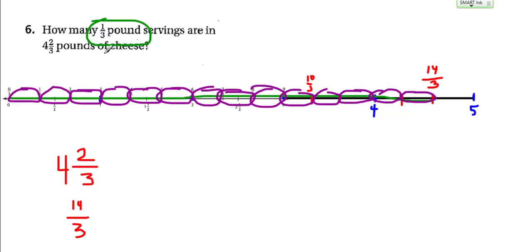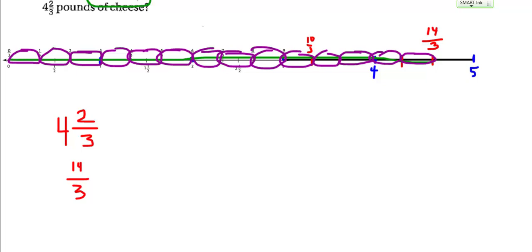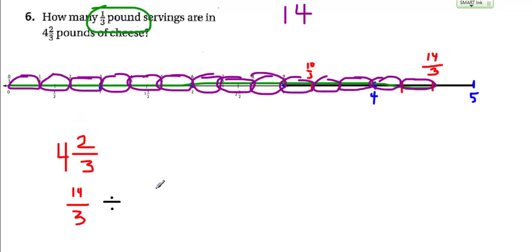Now let's count how many chunks that we have that are 1/3 pounds. So each purple circle represents 1. 1, 2, 3, 4, 5, 6, 7, 8, 9, 10, 11, 12, 13, 14. So we know that the answer is going to be 14 of the 1/3 pound servings. Now, if we were actually going to do the algorithm for this, we're really doing 14/3 divided by 1/3, or 4 2/3 divided by 1/3.